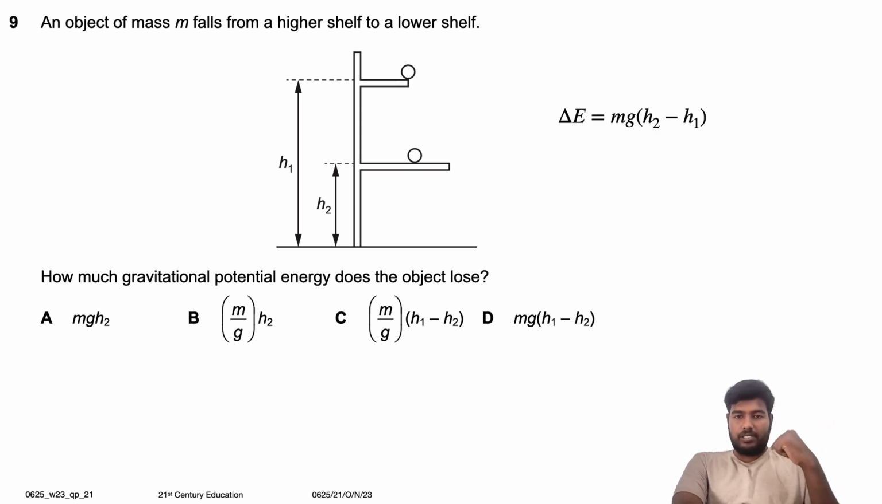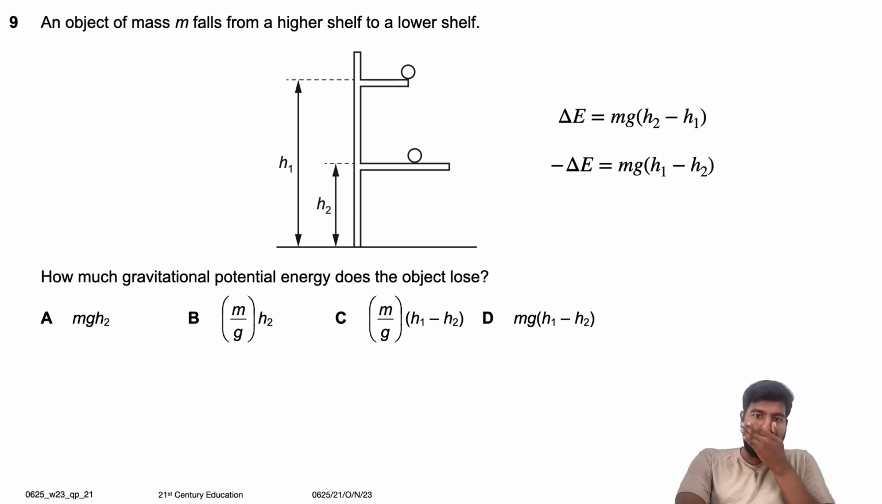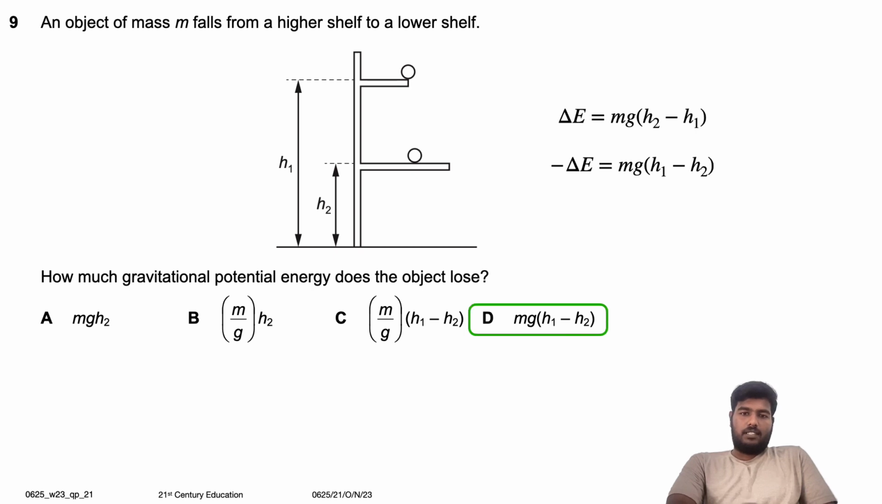But since the question is how much it loses, this is the gain in potential energy, the difference between the two points. How much it loses should be the opposite sign. So if you introduce the minus, then if you look carefully, initially it was h2 minus h1, now it's h1 minus h2. So the loss is mg(h1 minus h2). Okay, next question.